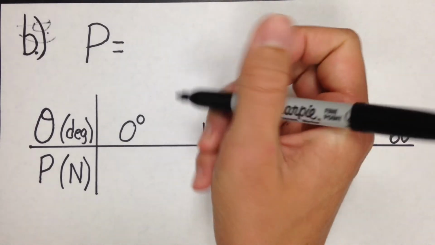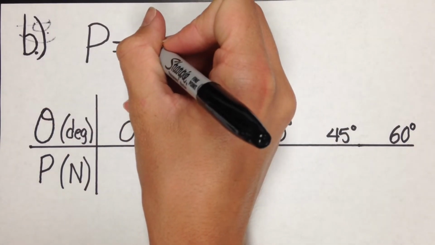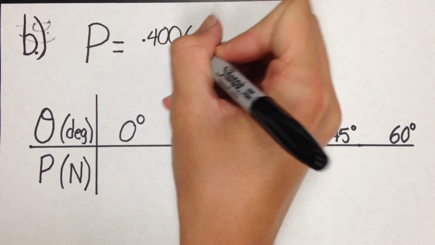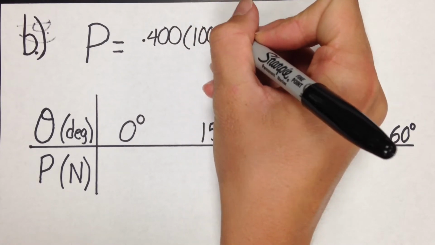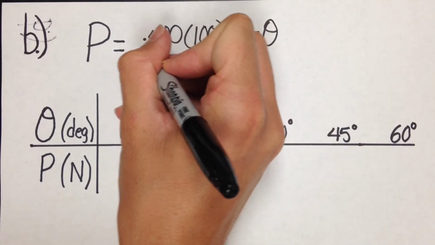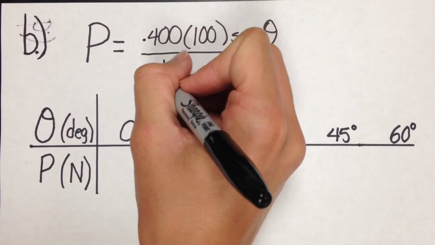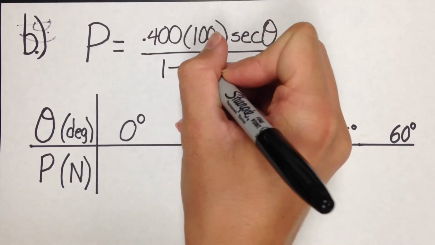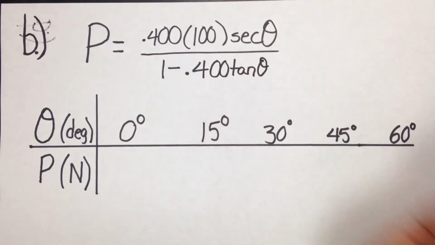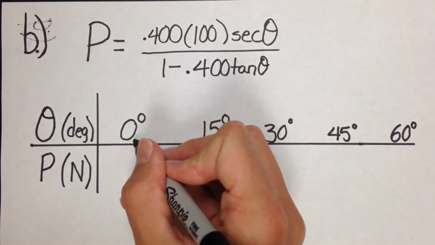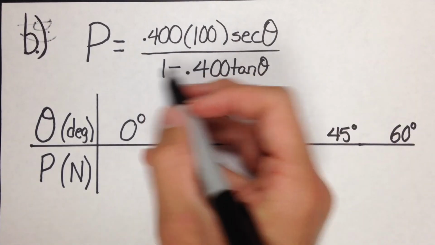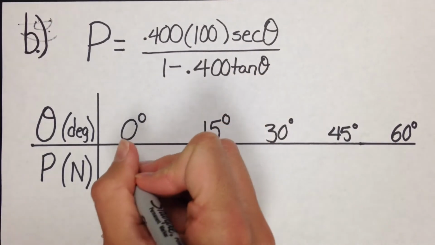Okay, so first off, we have to plug all our values into the equation. So it's going to be P equals 0.400 times 100 newtons times secant of theta, and theta will be varying throughout the whole problem, over 1 minus 0.400 tangent theta. So first we're going to plug in 0, and after plugging that into the calculator you should get 40 newtons.